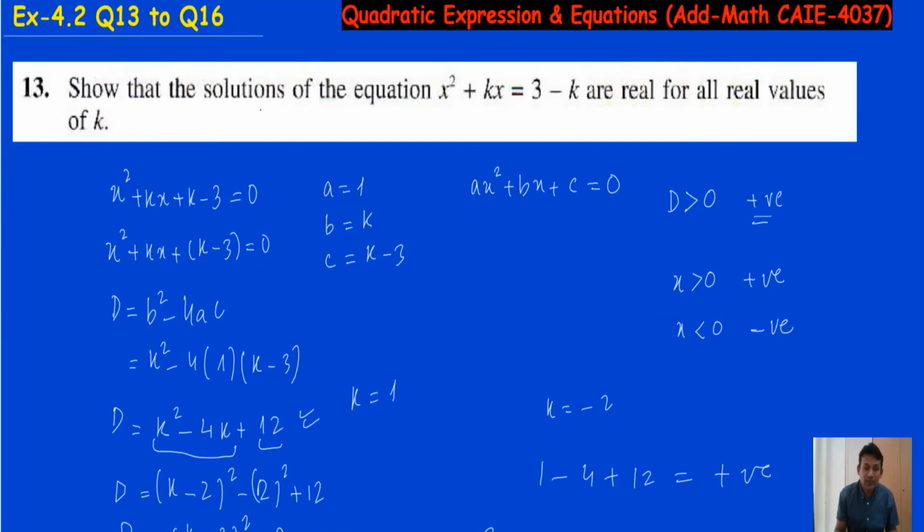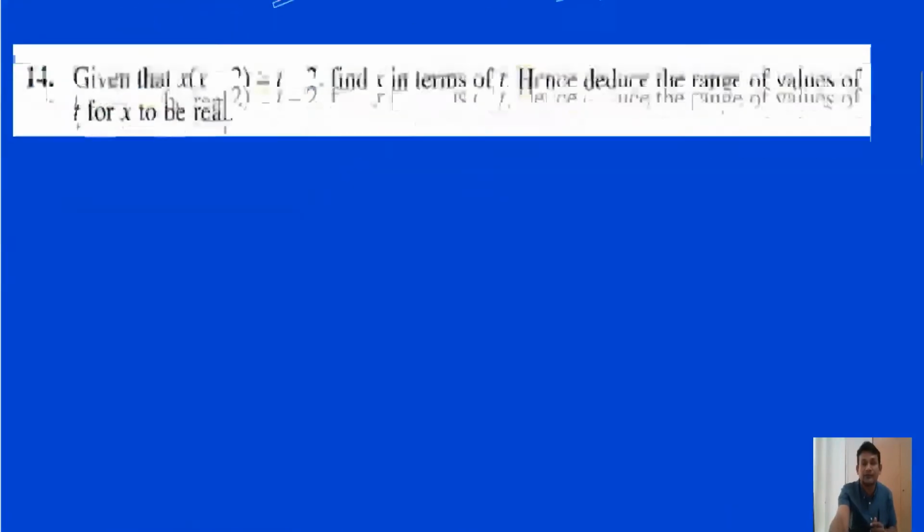So in this situation, for all the values of k, we can say one thing: this equation has real roots for all values of k. So it means we have proved it here. So that's the first question. In this question we have to make the equation in complete square form so that all the values of k, even negative or positive, will remain positive.